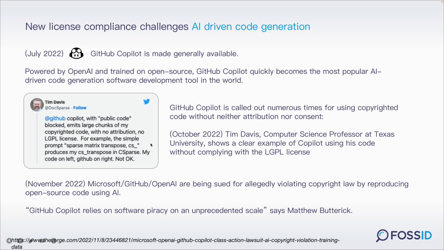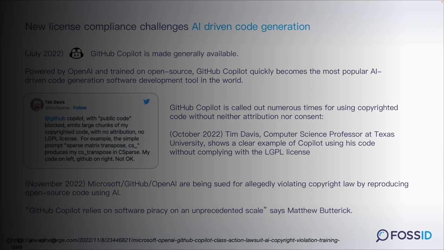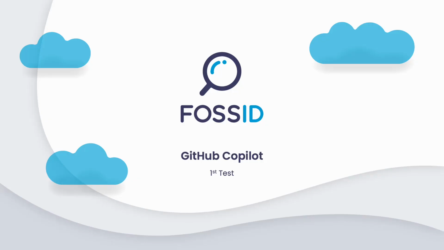Copilot has received criticism for using copyrighted code without permission or attribution, as was highlighted here by computer science professor Tim Davis, who provided an example on Twitter of Copilot using his code without complying with the LGPL license. This and multiple other infringements led to a lawsuit in which Microsoft, GitHub, and OpenAI are all being sued for allegedly violating copyright law. Now, let's do our first test.